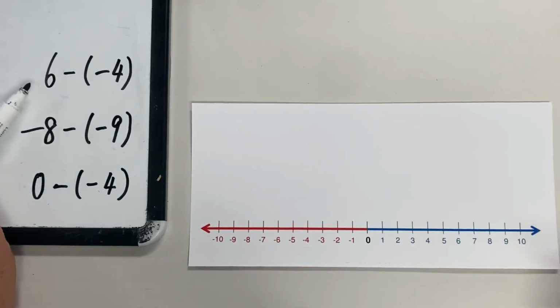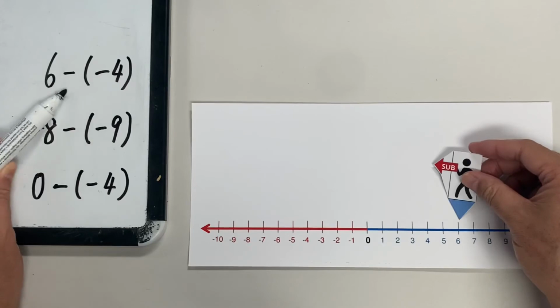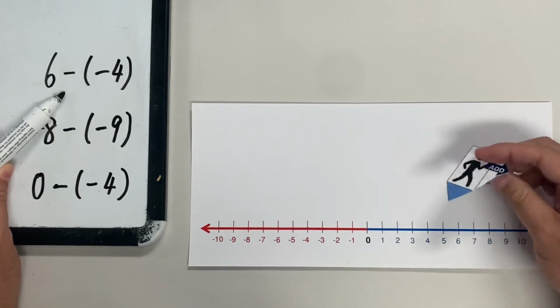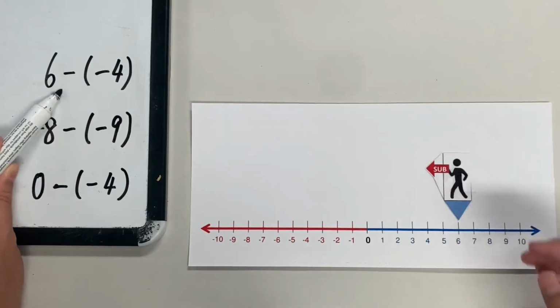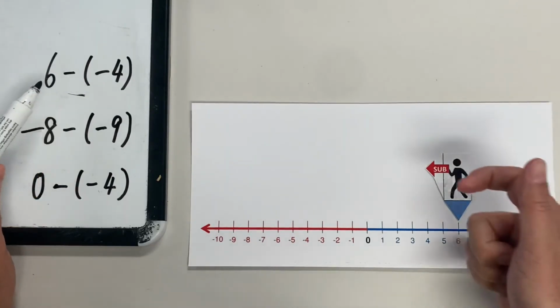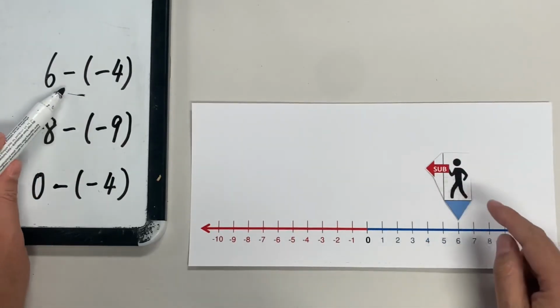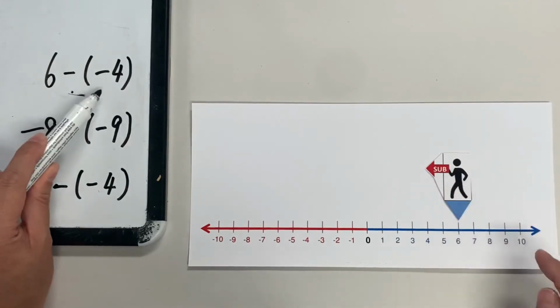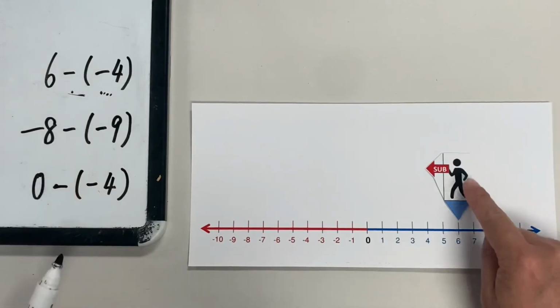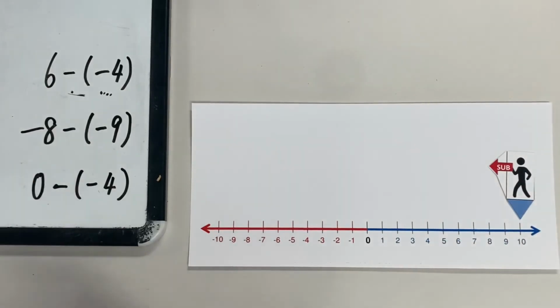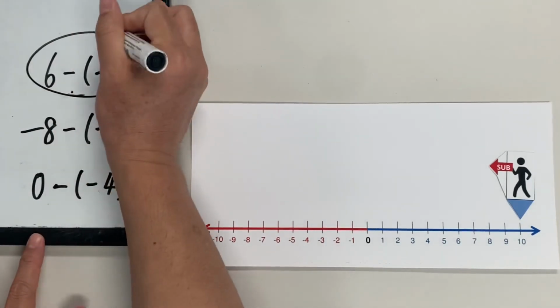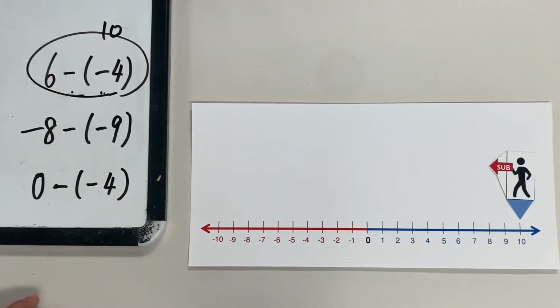So let's start from this. It's from 6. Are we adding or subtracting? Subtracting. So it's subtracting, should go backwards. Not backwards, towards the negative way. Now, are we moving forward or backwards? We're going backwards 4. 1, 2, 3, 4. So the answer should be positive 10.